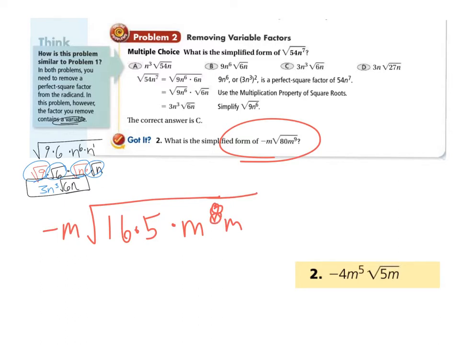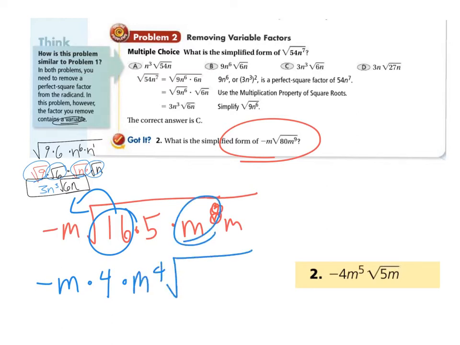Now we bring out those perfect squares. And again, once you start seeing this, you can just bring out the perfect squares, right? So this becomes the opposite of m times 4 times m to the 4th. And what's that leave inside? It's going to leave 5 and m. So 5m on the inside. On the outside here, we're going to have to go back and combine some like terms. So I'm going to bring that up here to the upper right.